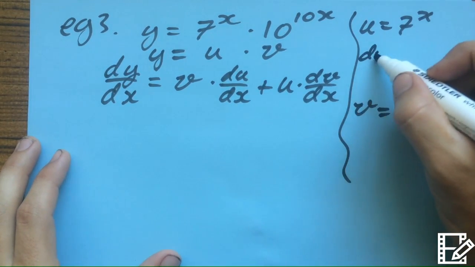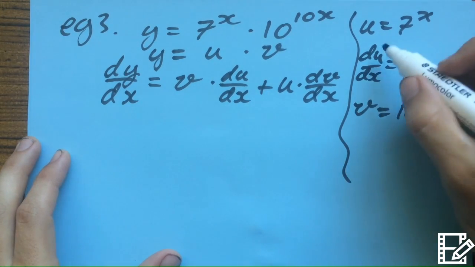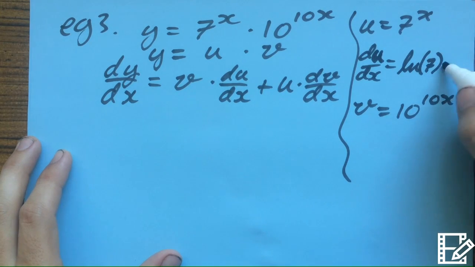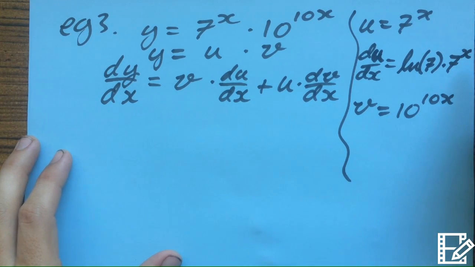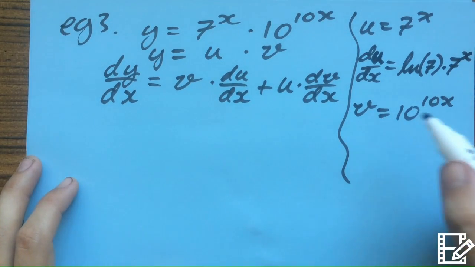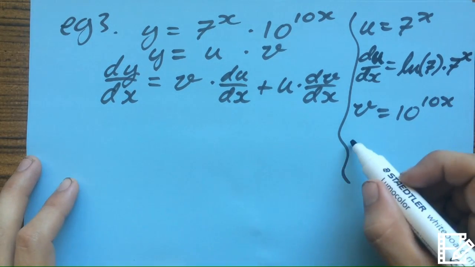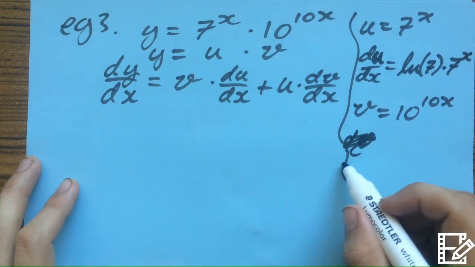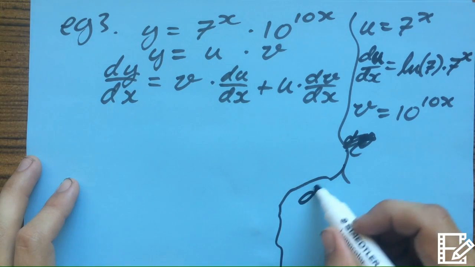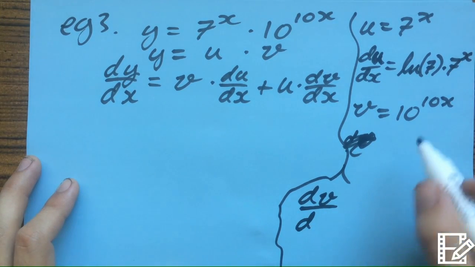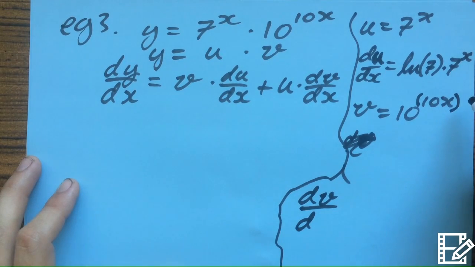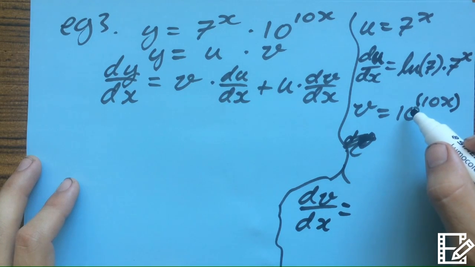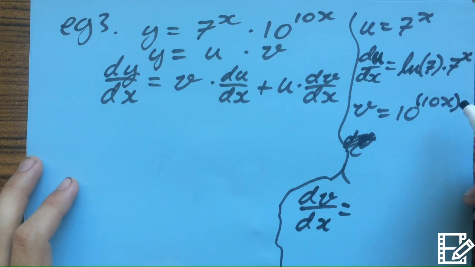Derivative of u, just like before, we have ln of the number multiplied by the number to the power of x. Now here, very similar, almost the exact same. I'll actually do it down here. Almost the exact same, but we have invisible brackets that are now visible, which basically means we'll do the derivative of the outside and then we'll multiply by the derivative of the inside.